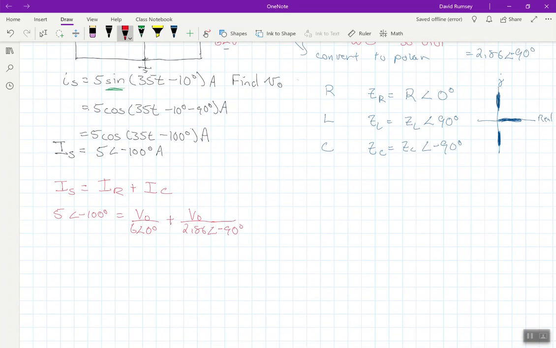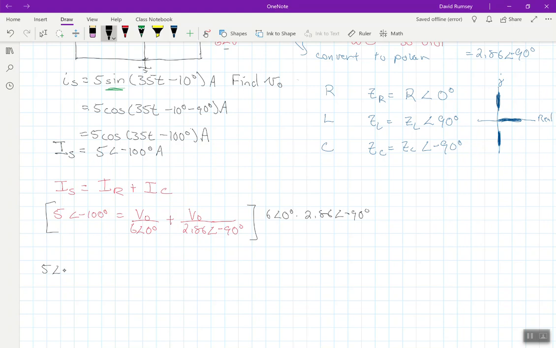So now I have just a simple equation, one unknown. I still have to work with some complex numbers here. What I'm going to multiply both sides by is 6 at an angle of 0 degrees times 2.86 at an angle of 90 degrees. I'm going to multiply both sides by that.